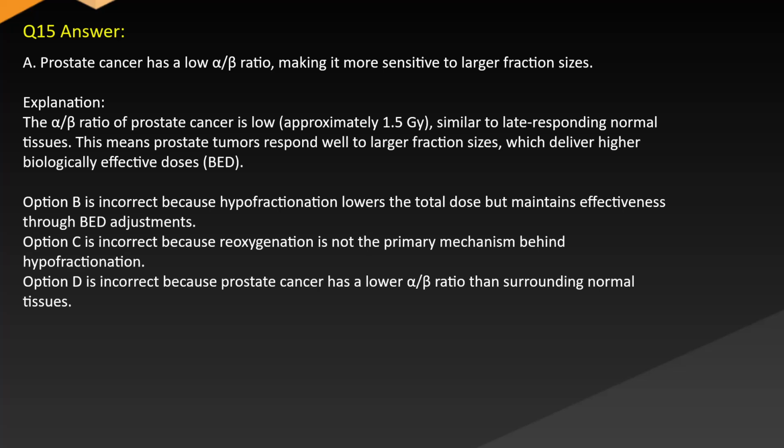Option B is incorrect because hypofractionation lowers the total dose but maintains effectiveness through BED adjustments. Option C is incorrect because reoxygenation is not the primary mechanism behind hypofractionation. Option D is incorrect because prostate cancer has a lower α/β ratio than surrounding normal tissues.